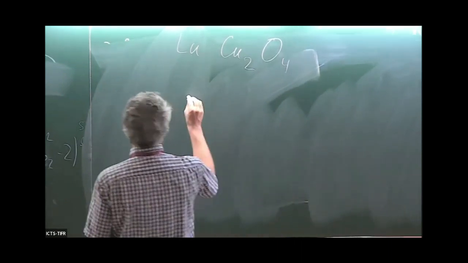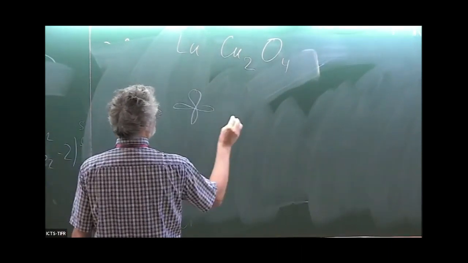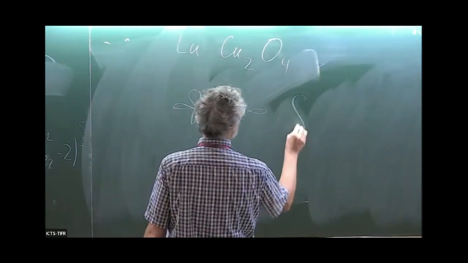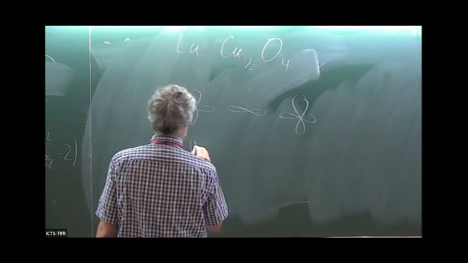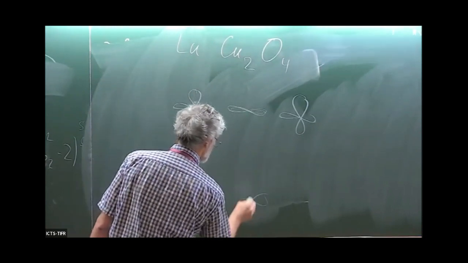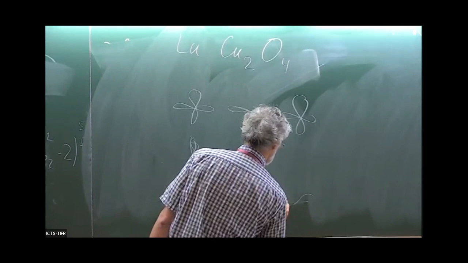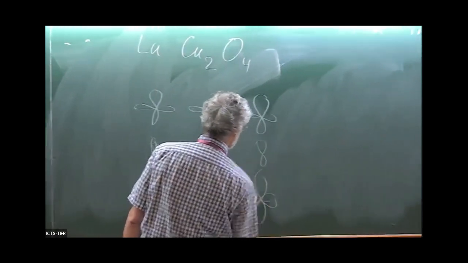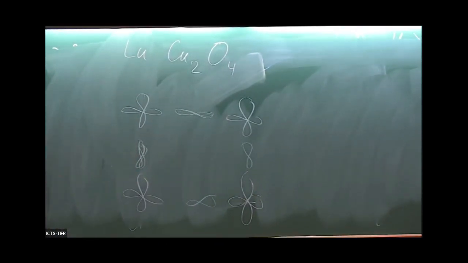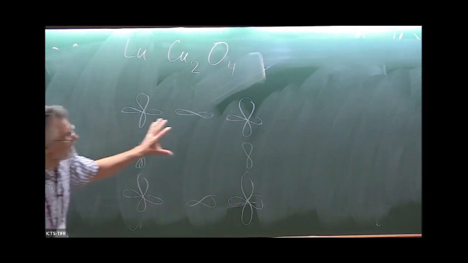This is a square lattice of copper d orbitals and the oxygens, like this. Maybe I use green for oxygens. And what happens in this material is more complicated. We will have something that is called superexchange, and the ring exchange part will also come into play.